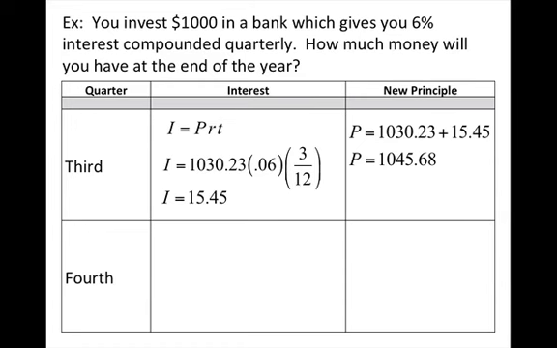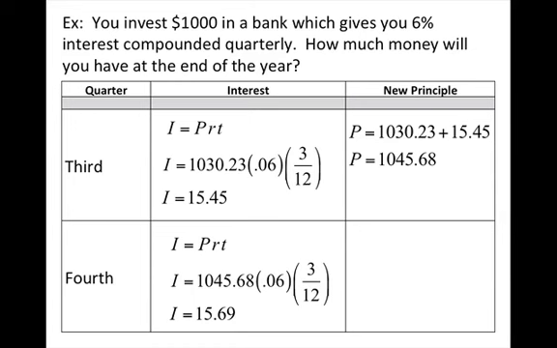Now for my fourth and final quarter, I'm going to find the interest by multiplying the principal times the rate times the time. The principal was the $1,045.68. The interest rate was 0.06, and the time was the final 3 months out of the year. So if I multiply this, I get $15.69.